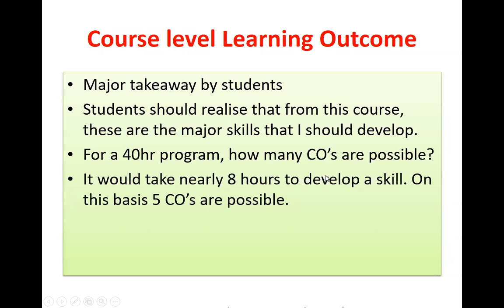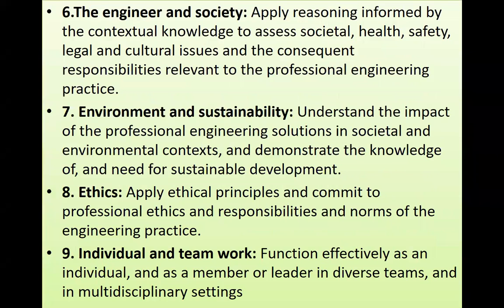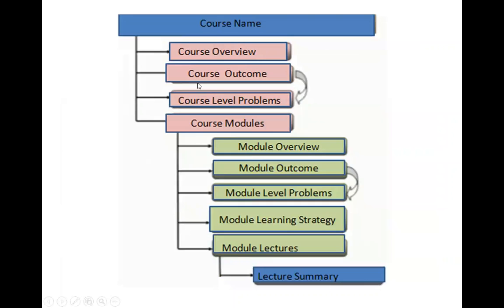Okay. Sometimes you might be able to cover one module in, say, 2 hours. So an outcome cannot be attained in 2 hours. So that outcome is not measurable, but it might be required to jump onto the higher level outcomes. Okay, so the minimum time also is an important factor. You cannot attain an outcome within 2 hours. That is not a course level learning outcome. Okay, so I hope these 2 points are now clear: course overview and course outcome.